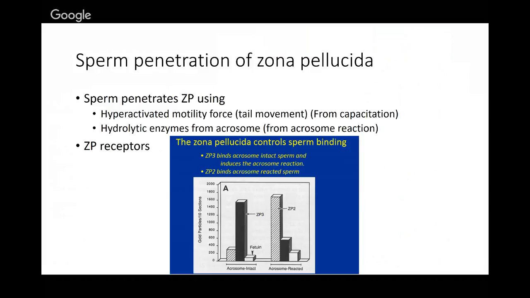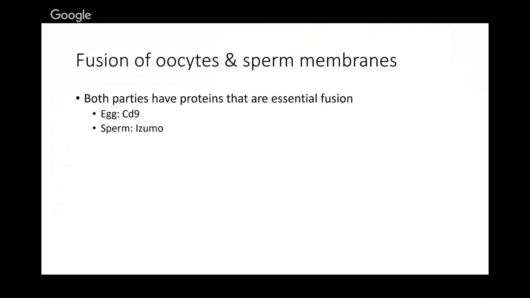Okay, so speaking of the receptors, the ZP3 receptors are the ones that bind acrosome-intact sperm and then induce the acrosomal reaction. ZP2 receptor will only bind to acrosome-reacted sperm. So that's the difference between the two of them. All right. And when you have fusion of the oocyte and sperm membranes, these are just buzzwords, but you have certain proteins on the membranes of each of the gametes to help them do the fusion. So in the egg, it's the CD9 protein, and in the sperm, it's the IZUMO protein.